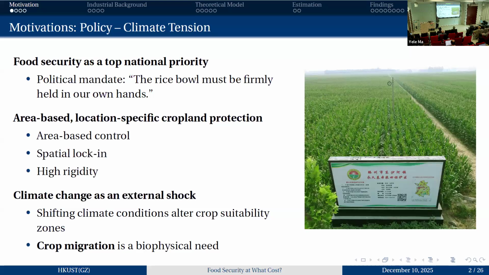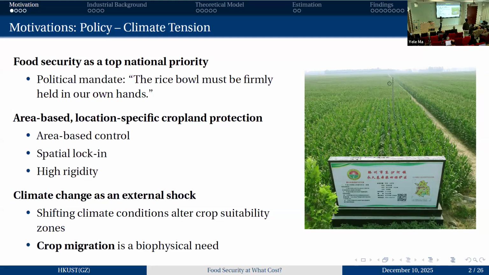I begin with an introduction of the policy and climate tension. I know that the Chinese government has food security as the top priority. I also heard of the policy mandate that the rice bowl must be firmly held in our own hands, set by our president. And to achieve this goal, the Chinese government established a series of policies. I'd say they are kind of rigid.